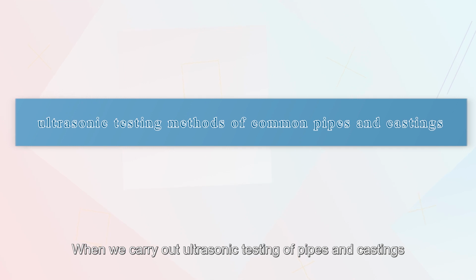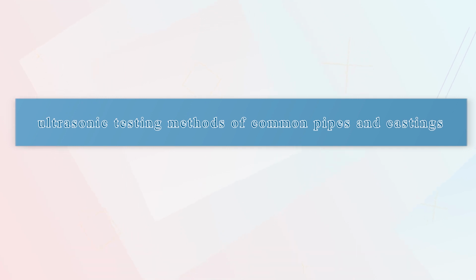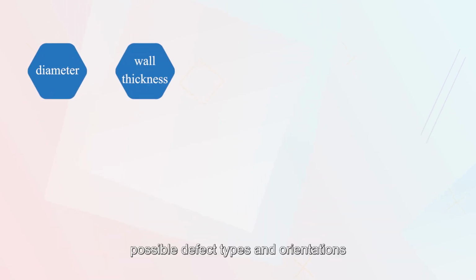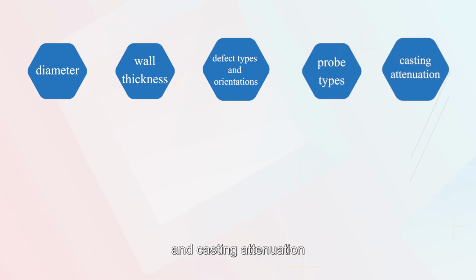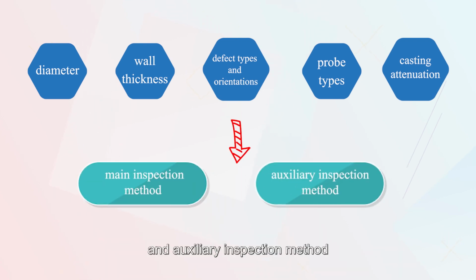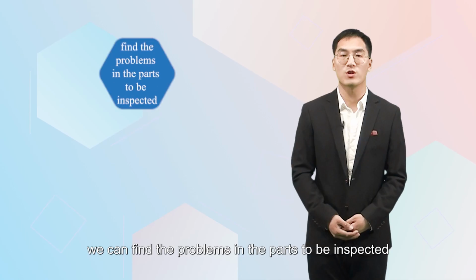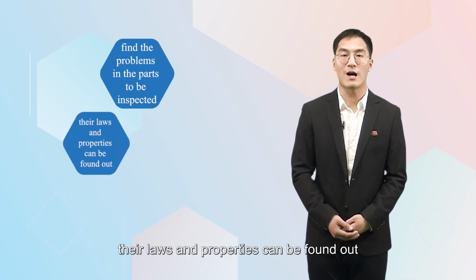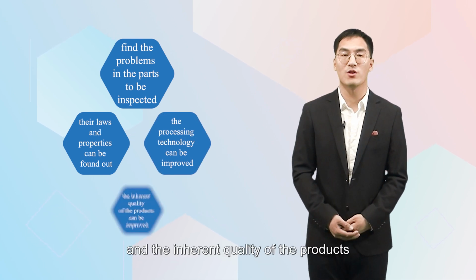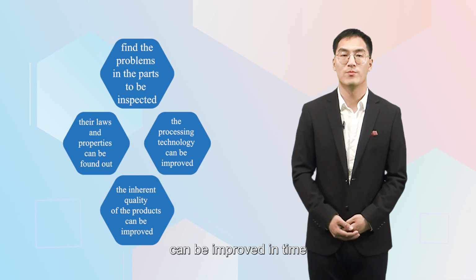When we carry out ultrasonic testing of pipes and castings, we should consider many factors, including the diameter, wall thickness, possible defect types and orientations, probe types, and casting attenuation. That's how we determine the main inspection method and auxiliary inspection method through ultrasonic testing. We can find the problems in the parts to be inspected. Their laws and properties can be found out, the processing technology can be improved, and the inherent quality of the products can be improved in time.